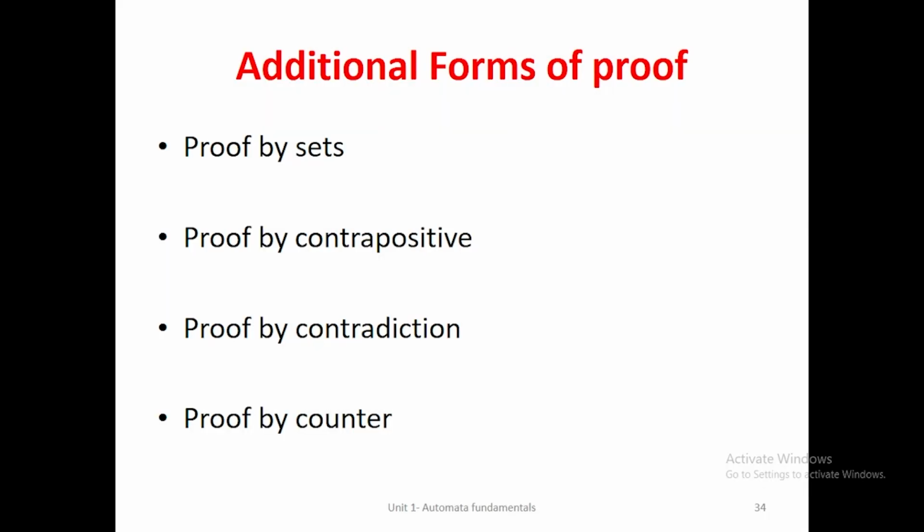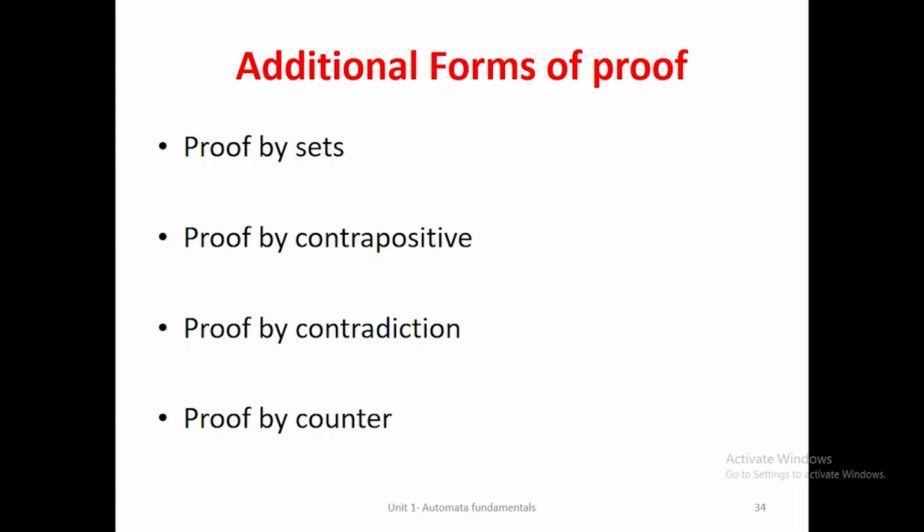Welcome to TOC class. In this class, we will discuss additional forms of proof. So this is the second form of proof category. First one is formal proof. Formal proof is categorized into two groups. Sequence of steps means those all come under deductive proof. Iterations of steps means those proofs come under inductive proof.